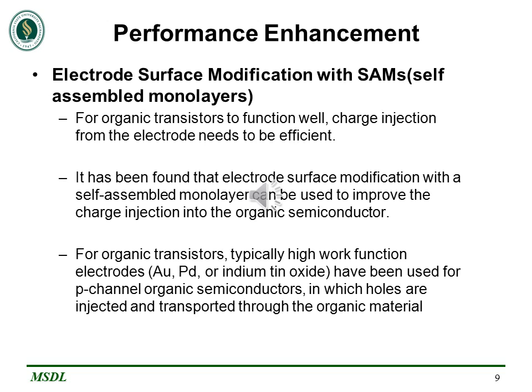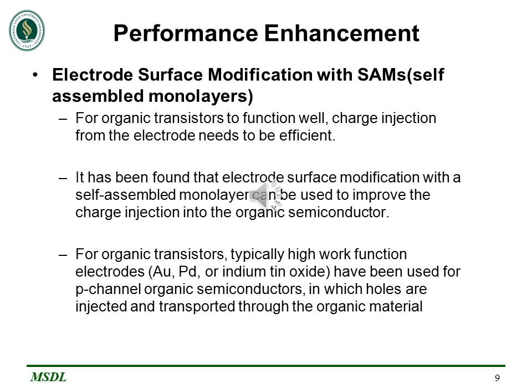For organic transistors, typical high work function electrodes such as aurum or palladium or indium tin oxide have been used for p-channel organic semiconductors, in which holes are injected and transported through the organic material. It has been found that the electrode surface modification with a self-assembled monolayer can be used to improve the charge injection into the organic semiconductors.